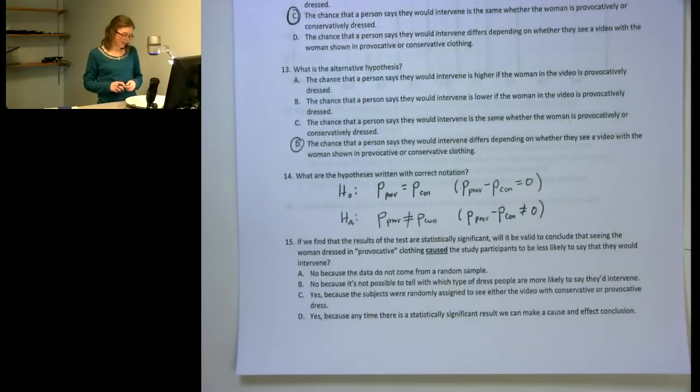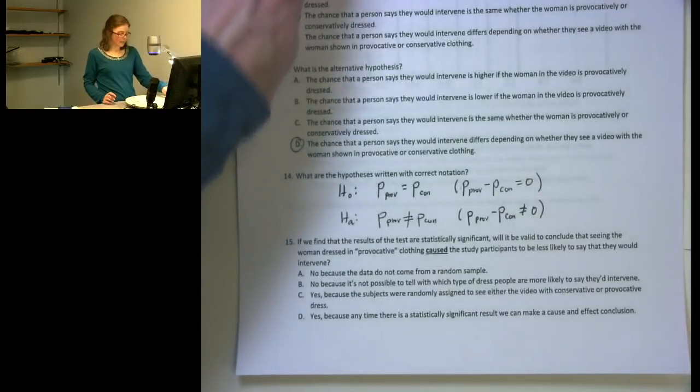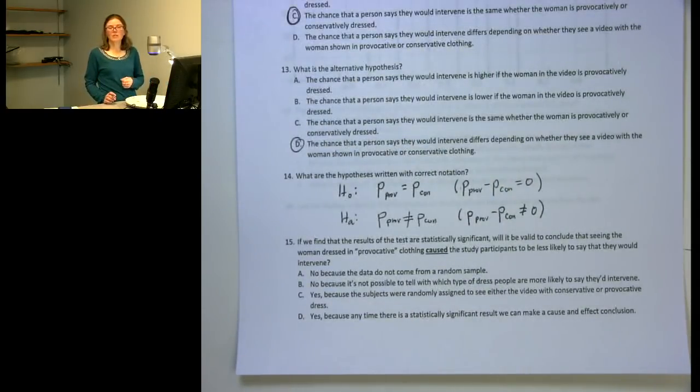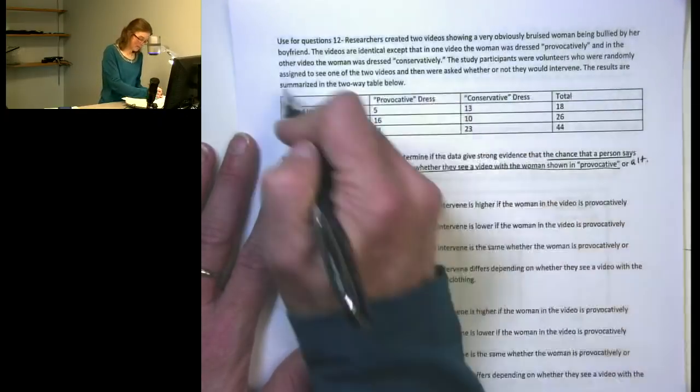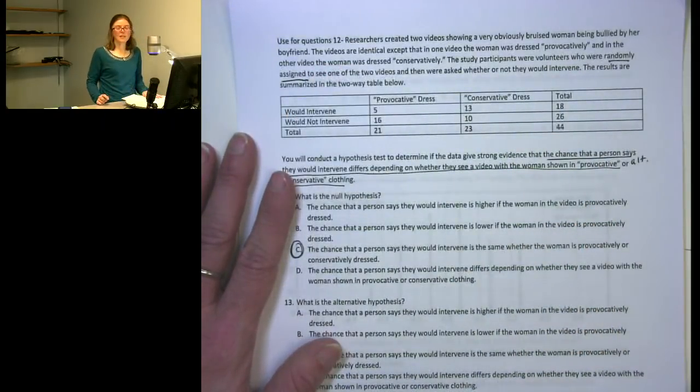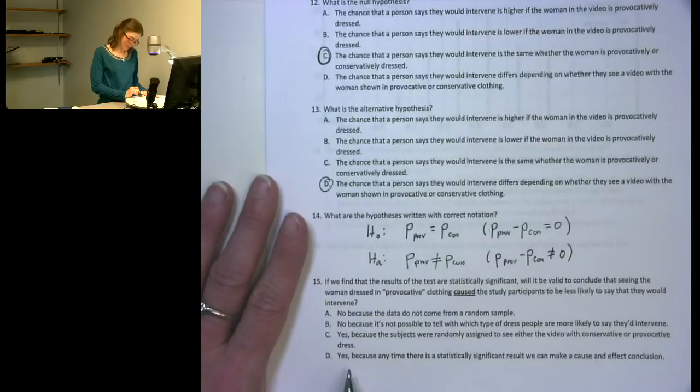Question 15 asks, if we find the results of the test to be statistically significant, will it be valid to conclude that seeing the woman dressed in provocative clothing caused the study participants to be less likely to say they would intervene? And the answer here, because we can see that provocative is definitely the direction of the difference, if it is statistically significant, is going to be yes. And the reason it's yes is because the study used random assignment to the treatment groups. People were randomly assigned to see either the provocative or the conservative dress video. So because of that, they can make a cause and effect conclusion. Yes, because the subjects were randomly assigned.